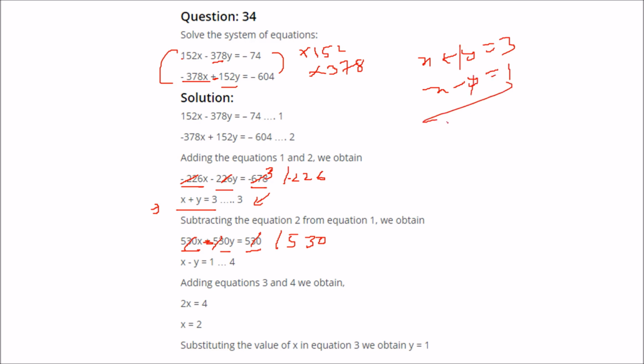Add them. This gets cancelled. 2x will be equal to 4, x will be equal to 2. Put this x equal to 2 in any of these equations, y will be equal to 1. So this is the solution.